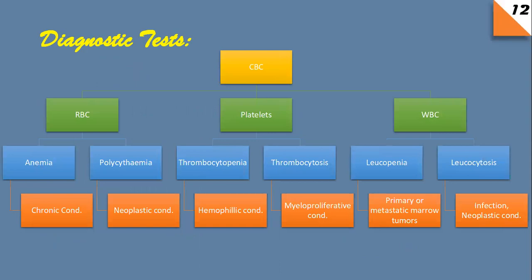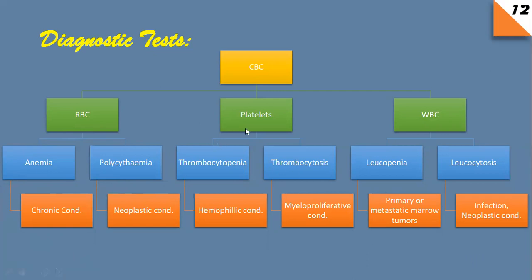So let's move on with complete blood count. If you get the result of the complete blood count and find that the patient has anemia, in such cases you suspect that the patient might have some chronic condition which is causing hemoptysis, or the hemoptysis itself might be chronic, which means it must be a recurrent problem. And the next thing is that in cases of polycythemia, that is increased RBC count, you suspect a neoplastic condition, also myeloid neoplasms.